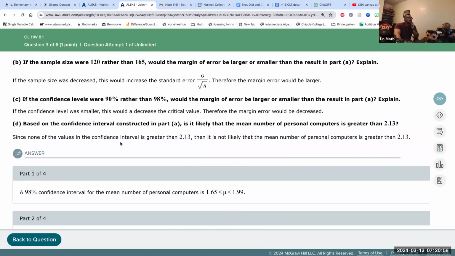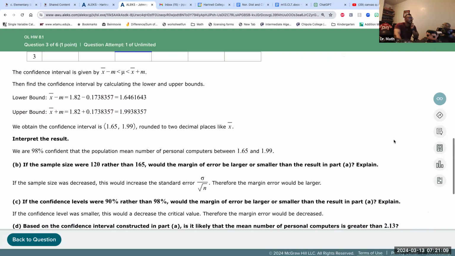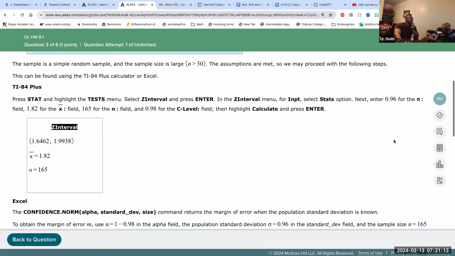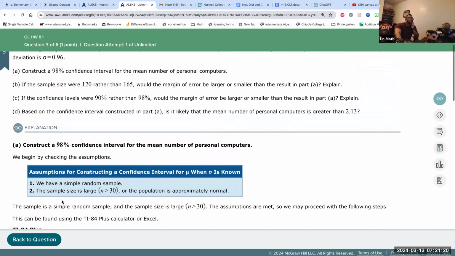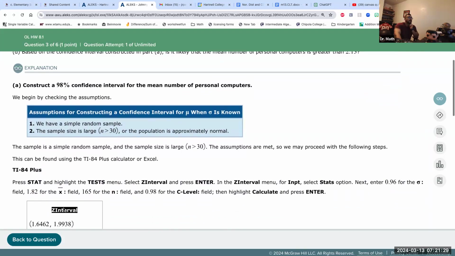Since none of the values in the confidence interval is greater than this, it is not likely that the personal computers is greater than that. So people are like, wait, what does that even mean? So again, remember this answer that we got right here, 1.65 to 1.99, right? What we're doing is that interval, our mean is going to be somewhere in here. The population mean is going to be somewhere between those two numbers, right?